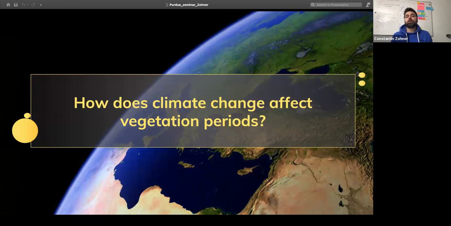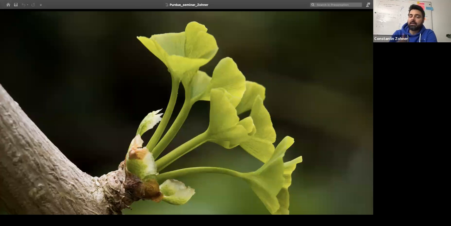So one important question here is, how does climate change affect the vegetation periods? Will the vegetation periods of plants, meaning the periods when they actually are able to take up carbon from the atmosphere, become longer or shorter under climate change? What's going to happen? And as I already said in the beginning, I want to start with spring leaf out, because it's just the obvious start of the season. So it's the first time of the year when plants become active and when they start to do photosynthesis.